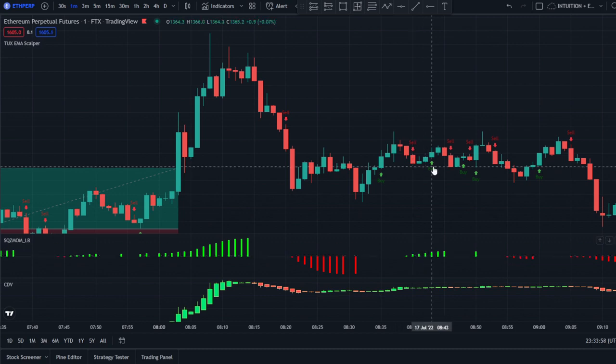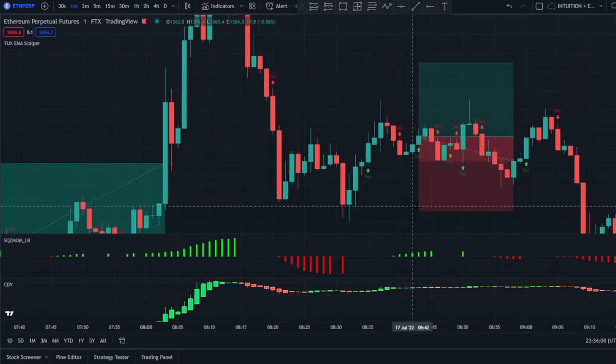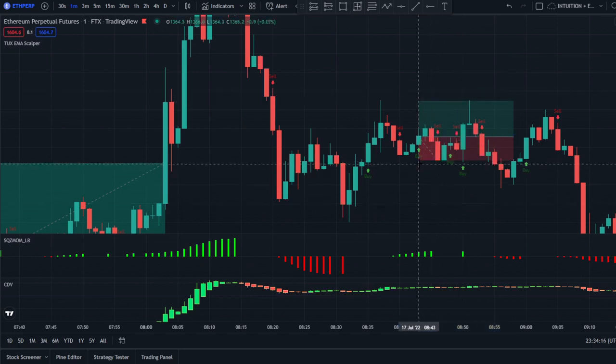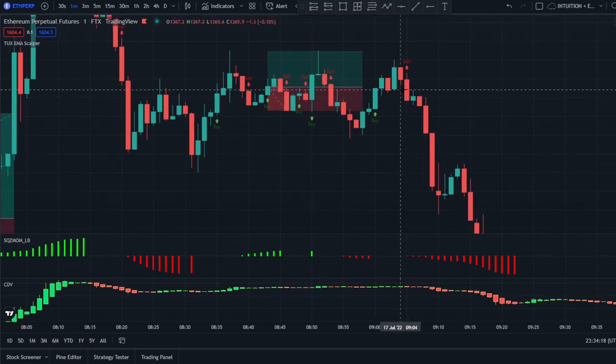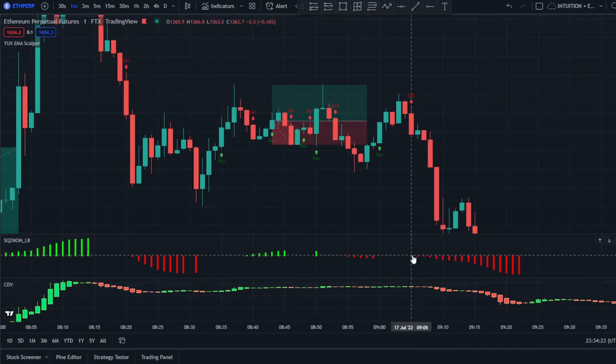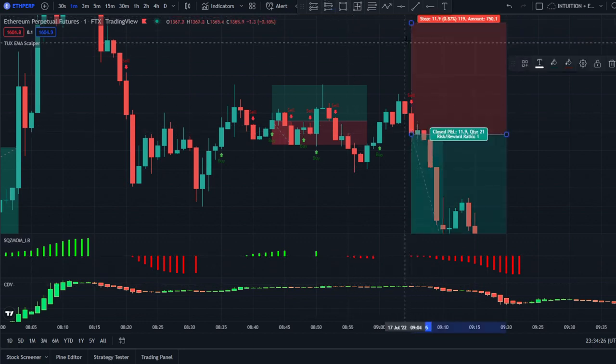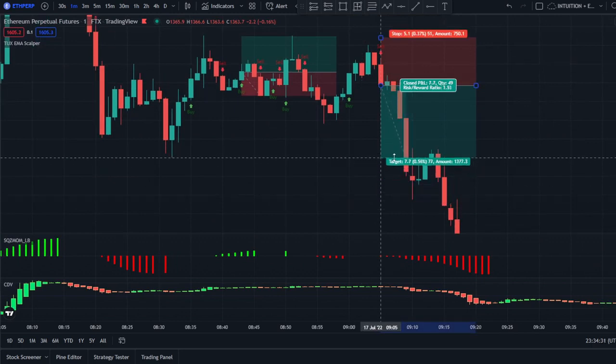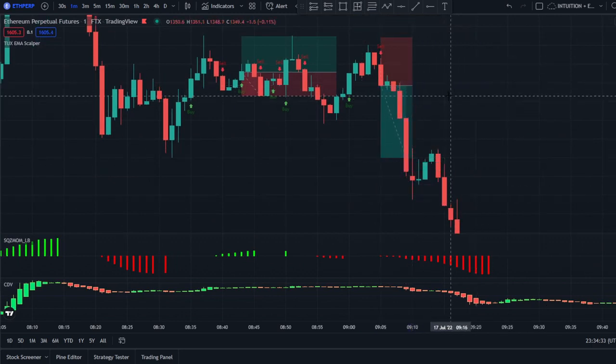But here we have a valid position with a buy signal, and now CDV is green with our squeeze momentum being green, so we enter on that candle. Stop loss will be right below the swing low of this candle here, and we take 1.5. But unfortunately we'll get stopped out right there. No problem, let's look here. We have a sell signal, CDV is red, squeeze momentum is red, so we enter there. Stop loss right above, and we'll take 1.5. So there we have another win.